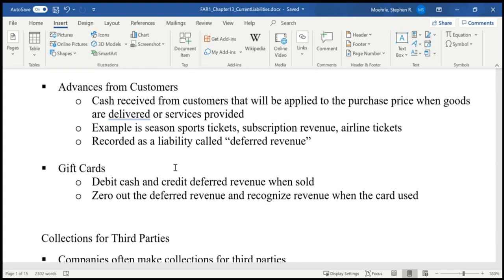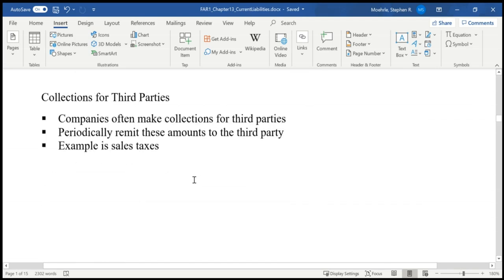Here's a brief look at it. For example, you buy a gift card, the company debits cash and credits deferred revenue. Then, when the customer brings in the gift card and redeems it, they zero out that deferred revenue and then recognize the revenue when that card is used. We'll see an example of that coming up in this module.